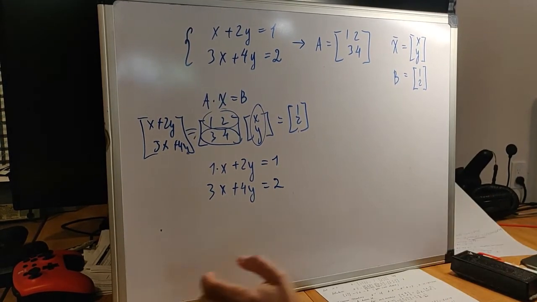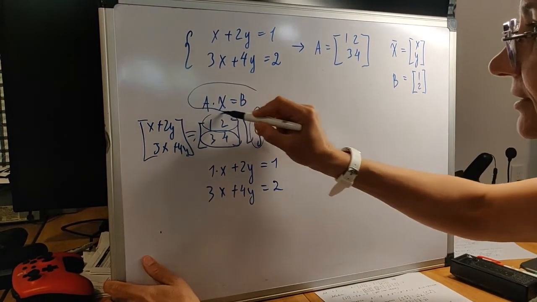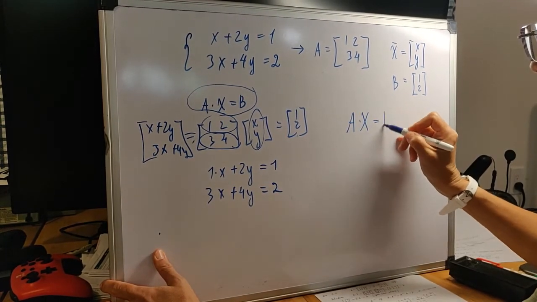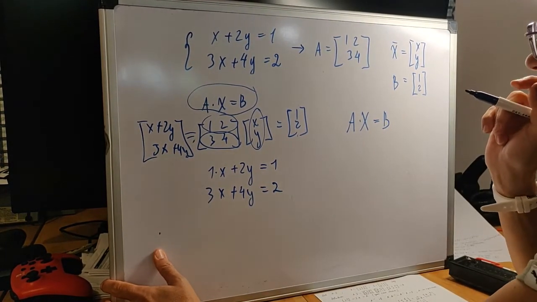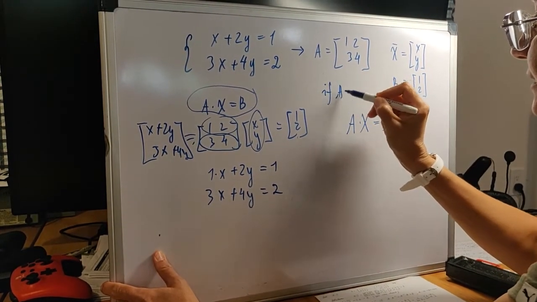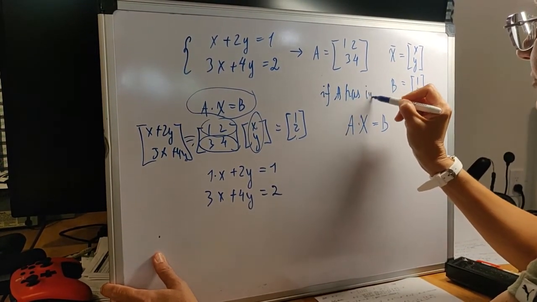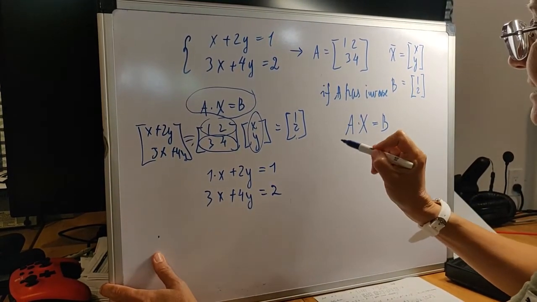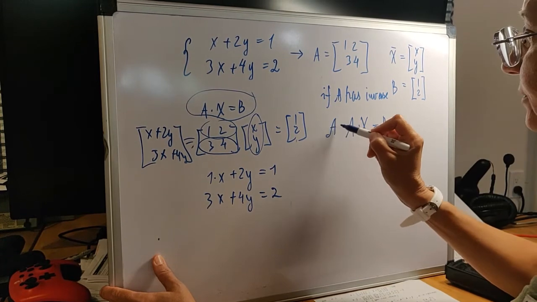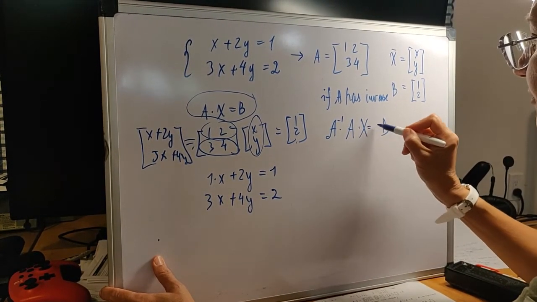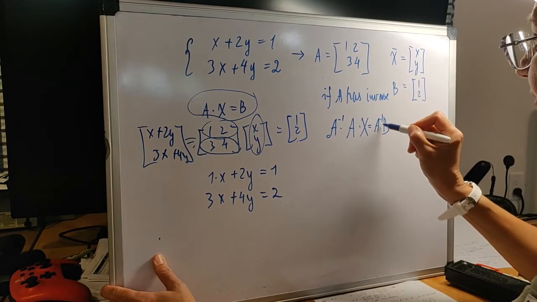Well, how is it helpful? Let me write down this matrix equation again over here. Ax equals B. So, if my matrix A has an inverse, then I can use this inverse and multiply both sides of my equation by it. Well, here I don't have any space to fit an inverse, but I'm going to put it here in front.